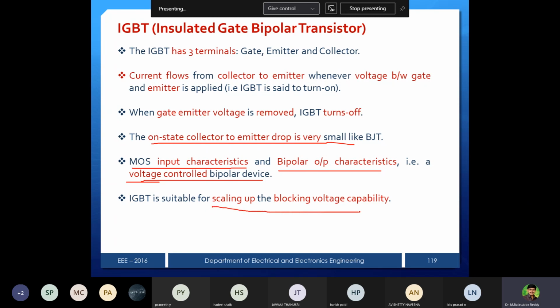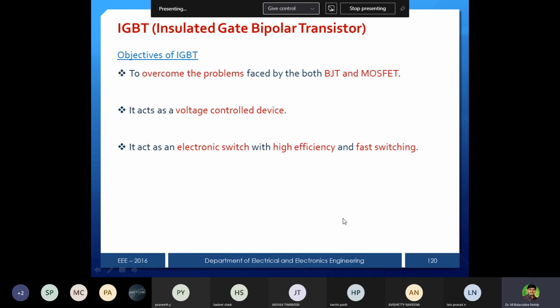So now, scaling up the blocking voltage capability. So we are increasing the blocking voltage capability of the device. Now the objective is to overcome the problems faced by the BJT and MOSFET, and it acts as a voltage control device. In the case of the previous MOSFET and BJT separately, the MOSFET is a voltage control device and the BJT is a current control device. But now it will act as a voltage control device, and it will be a switch. Then it is high efficiency and fast switching.